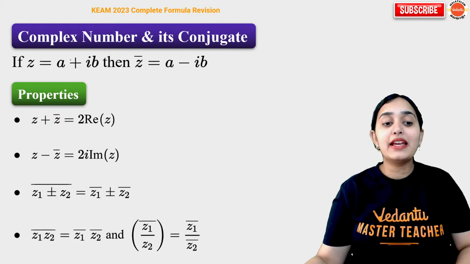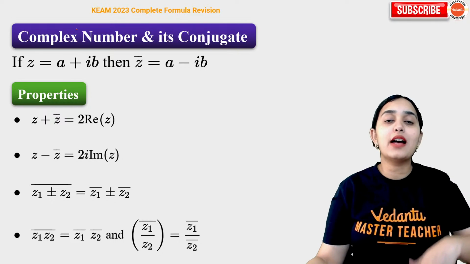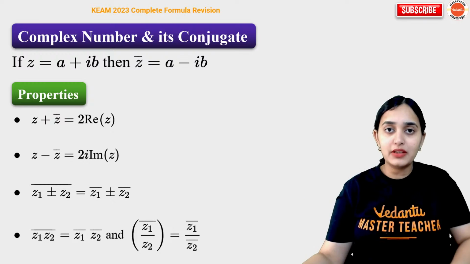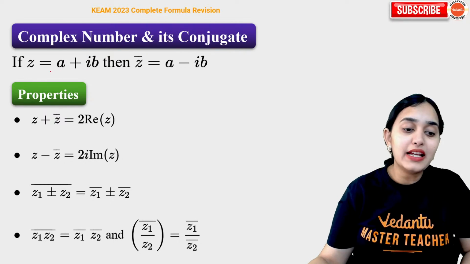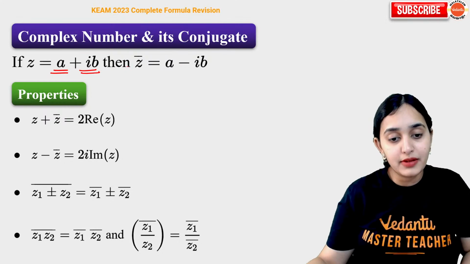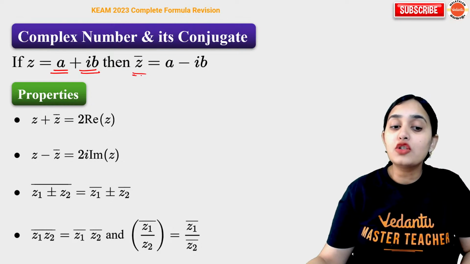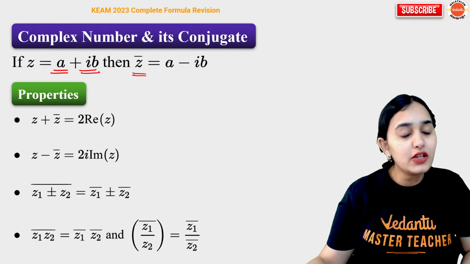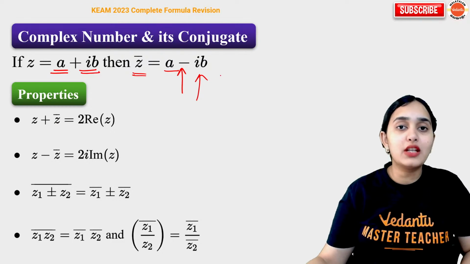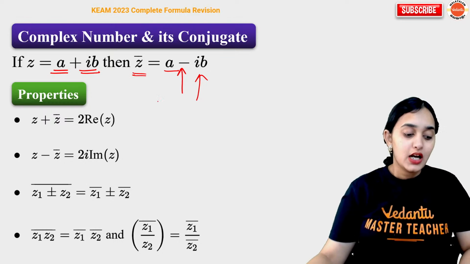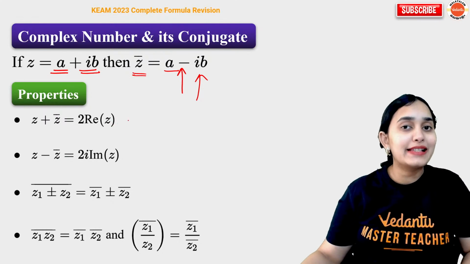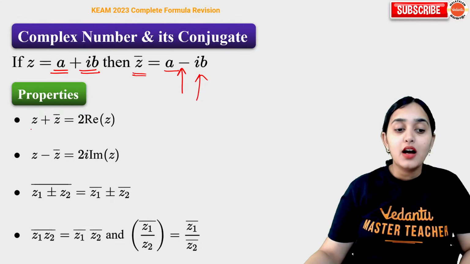Alright, next chapter is complex number, because along with quadratic equation you have complex number. Now in complex number, how are complex numbers written? Real number plus i into imaginary number. Then we have the conjugate of a complex number. Conjugate is real number minus i times b. Now some properties which are important for a complex number and its conjugate.